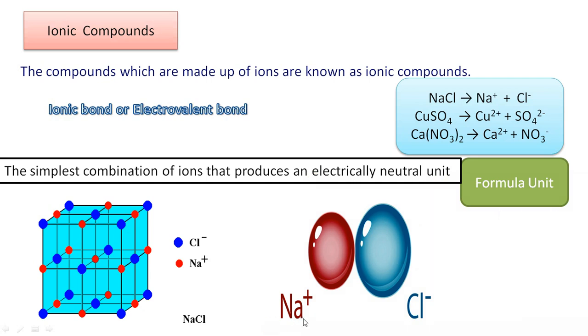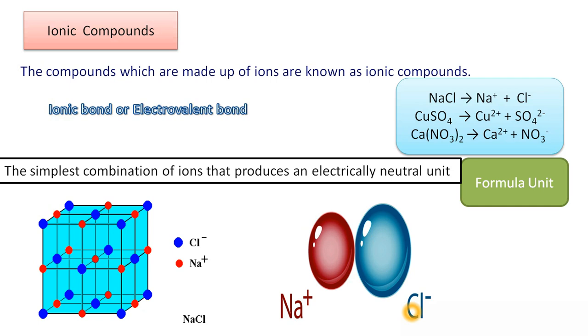So what we have written here, that is Na positive Cl negative, formula NaCl, that is the formula unit of an ionic compound. That is not the actual formula, it is the formula unit. You are showing the simplest combination of ions, and this combination produces a neutral unit, because one unit of positive charge and one unit of negative charge will balance each other, so the overall charge will be zero.